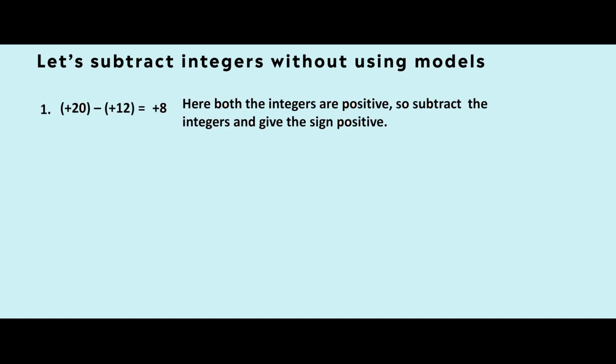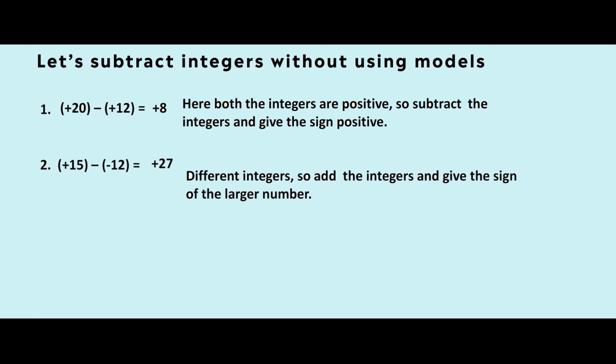Number 1, positive 20 minus positive 12. Here both the integers are positive, so subtract the integers and give the sign positive, so we get positive 8. Number 2, positive 15 minus negative 12. Here both the integers are different, so you add the integers and give the sign of the larger number. So we get positive 27.